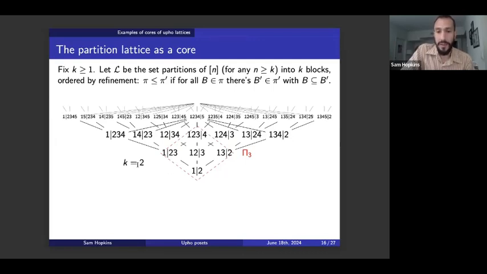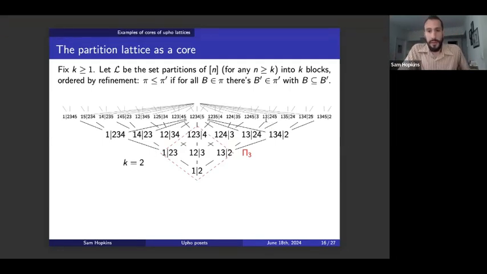So for example, when k is 2, I'm looking at partitions into 2 blocks of sets of the form 1 up to n, where n can vary, and n can be anything greater than or equal to 2. So for example, {1, 4}, {2, 3} is one partition of 1 up to 4 into 2 blocks. And so that's something in this collection. And I'm still ordering these by refinement, in the sense that one set partition is less than another if all of its blocks are subsets of blocks in the other partition.